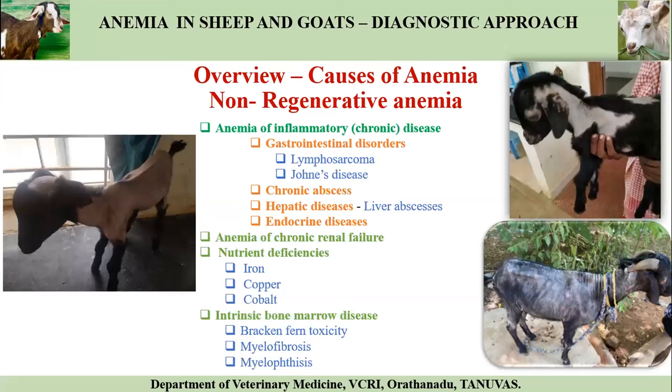Anemia without accompanying reticulocytosis is referred to as non-regenerative anemia. So what are all the causes of non-regenerative anemia in small ruminants? The first main cause is anemia of inflammatory causes such as lymphosarcoma, Johne's disease, chronic abscesses, liver abscesses, and endocrine diseases. Then anemia of chronic renal failure, due to decreased erythropoietin. Then nutritional deficiencies such as iron, copper, and cobalt. I am mainly concentrating on iron, copper, and cobalt. And some intrinsic bone marrow affections such as myelopathies and myelofibrosis, which may lead to bone marrow suppression.